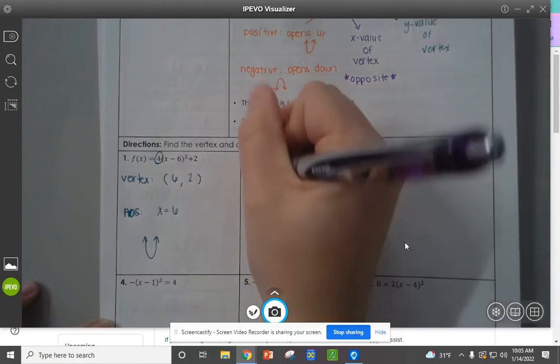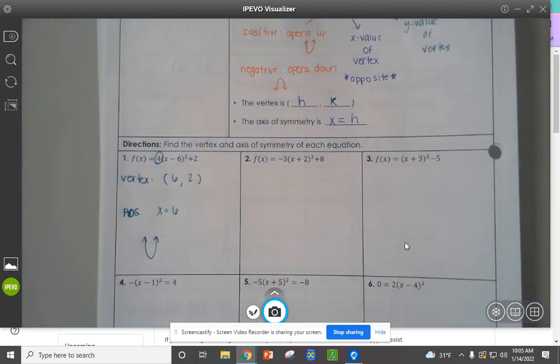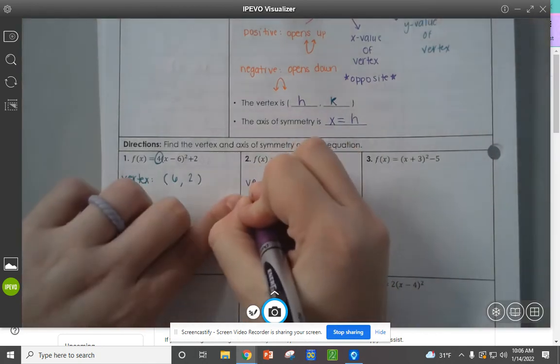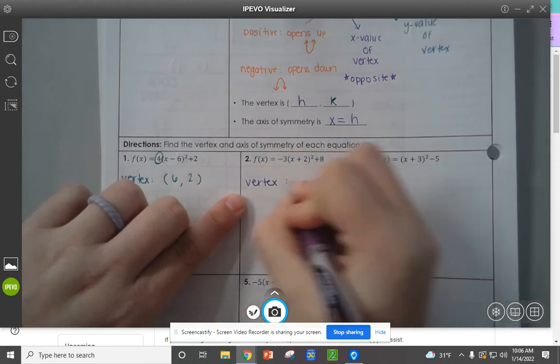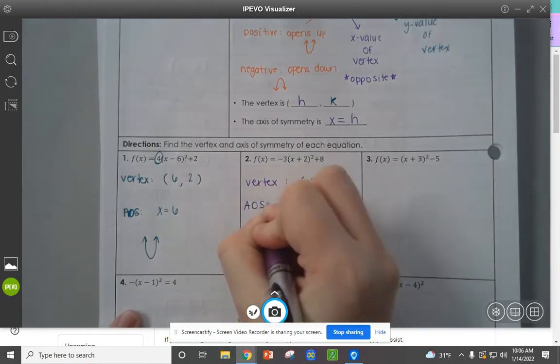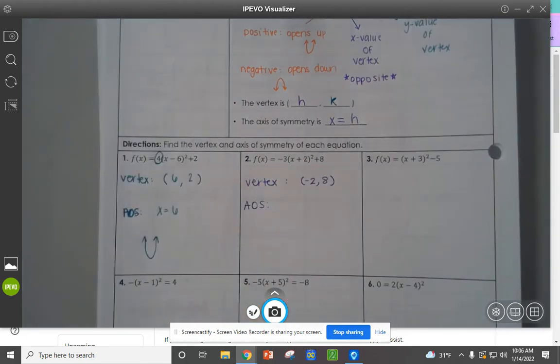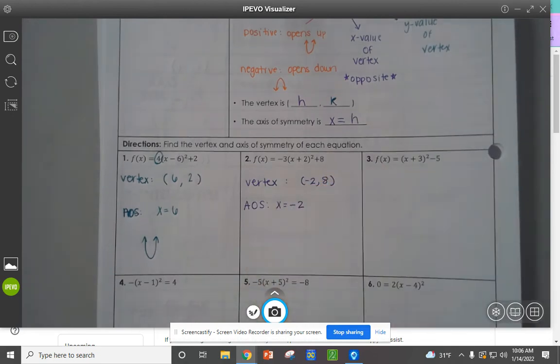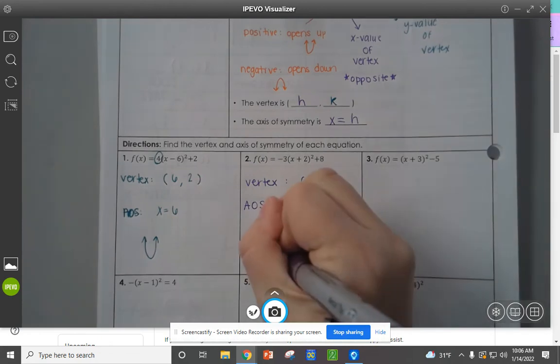All right, number 2, the vertex. -2, 8. What did you say the vertex was? -2, 8. Hey, I said it first. -2, 8 is correct. What about the axis of symmetry? x equals -2. Good. Does this one open up or down? Down. Good.